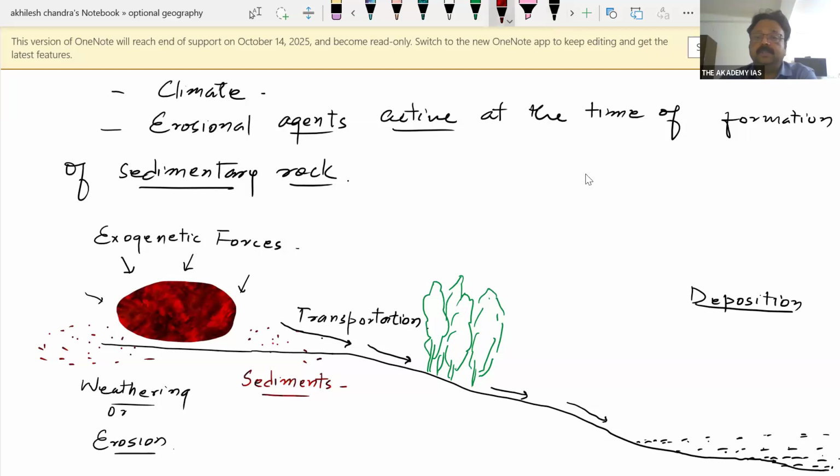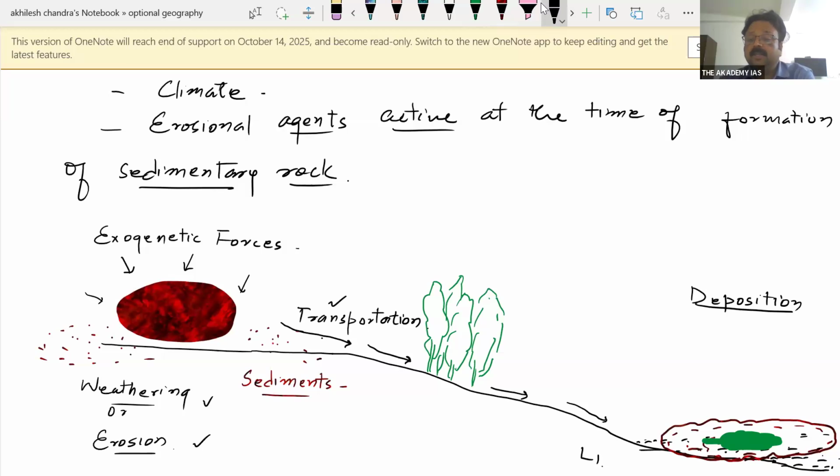And once the sediment get deposited, it get compacted, it gets cemented and lithified. And there is lithification. And in this rock, you will find there is a trapped biological system, which is trapped inside and get fossilized. And this is what representing a layer L1. So there is weathering, erosion, transportation, deposition, lithification, and fossilization.